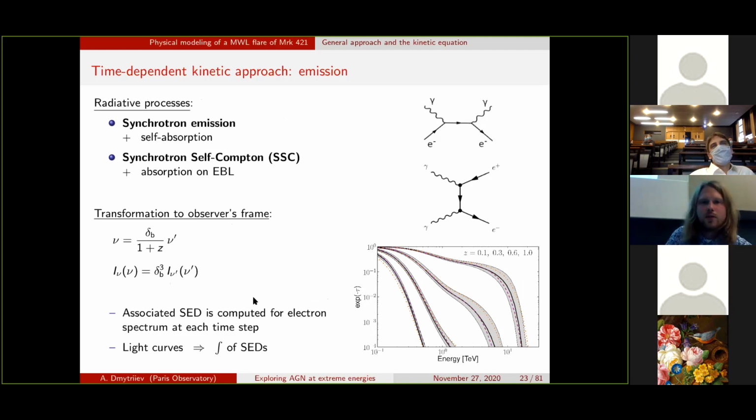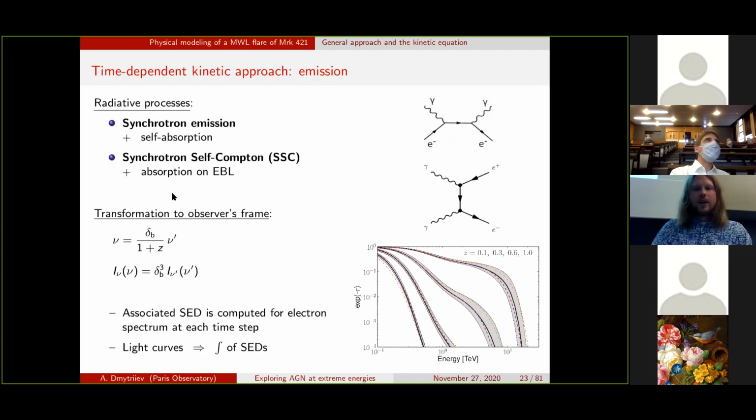The second level is computation of the emission. What is this particle population emitting? We assume SSC emission, so a leptonic view, and synchrotron emission is creating the low energy bump. It's self-absorbed at low frequencies, and SSC emission makes the high energy component. The low energy synchrotron photon interacts with the high energy electron and is upscattered to high energies.